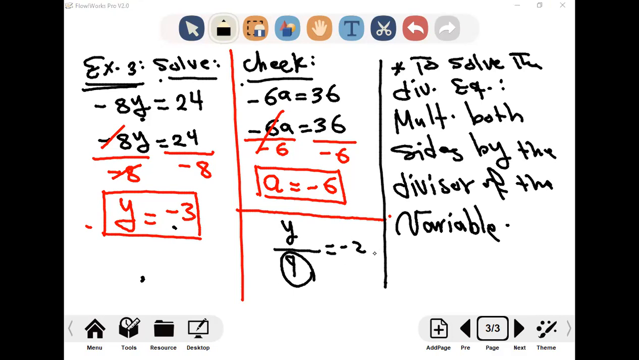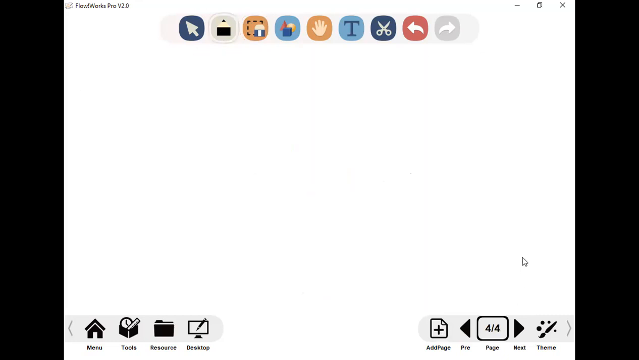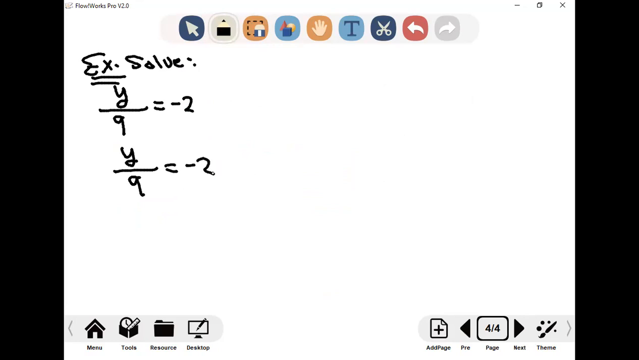Let's take this example first, okay? Pay attention to the board. Example, before we go to the book. Solve y over 9 equal... What's the variable? Y. What's the divisor? Multiply both sides by it. So here I will rewrite the equation. Rewrite the equation, don't forget that.